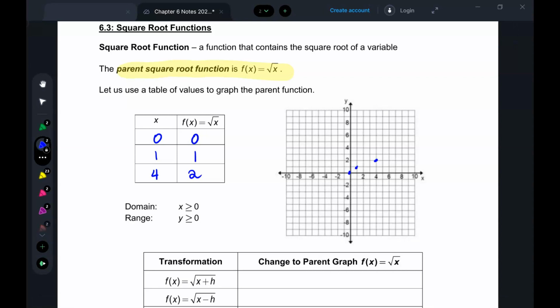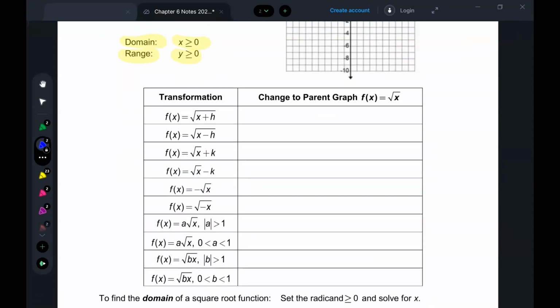Am I going to have anything to the left of the y-axis? No. Look at the domain: x has to be greater than or equal to 0. Am I going to have anything below the x-axis? No. So the range is y is greater than or equal to 0. Here, it kind of looks like half of a sideways parabola, which it actually is. So you want to try to make it a little bit curved. Good? Easy?